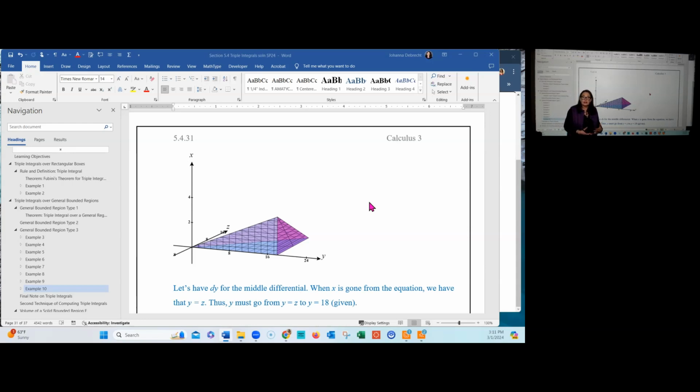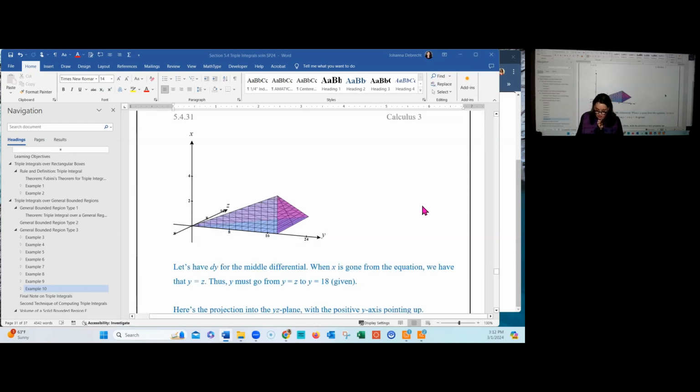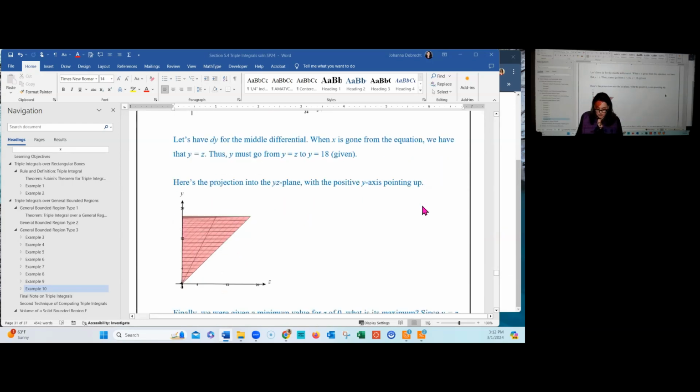Now we need to decide what we want to integrate with respect to next. The next thing we might consider is taking a look at what it looks like when projected into the YZ plane. When x is gone from the equation, we have the projection into the YZ plane, which looks like this. In this case, we've got the YZ plane, and I've actually done it with y as a function of z rather than z as a function of y.